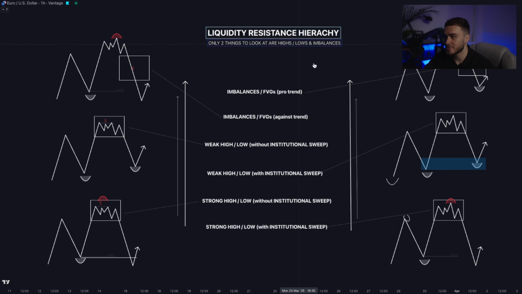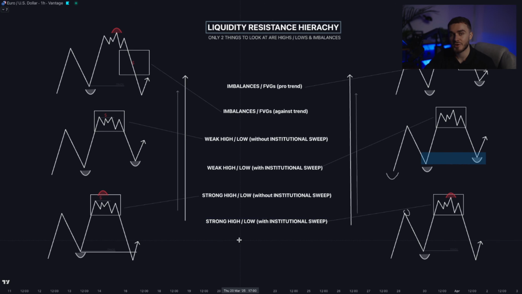So now that we've started to look at that in the live examples, this entire thing should start to make sense. Every single time you want to look for a low liquidity or a low resistance liquidity run, look for imbalances. Whenever it's something more resistant, then it's definitely going to be the strong highs and lows with the institutional sweeps as well.